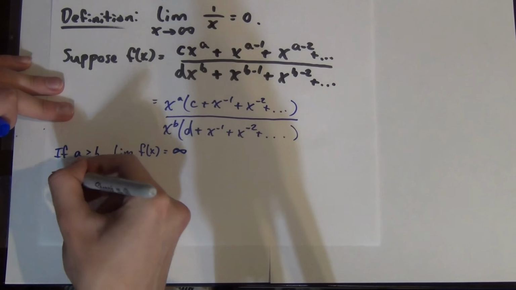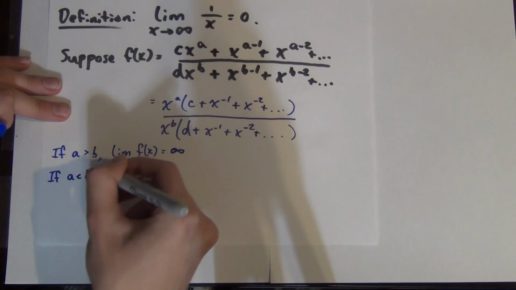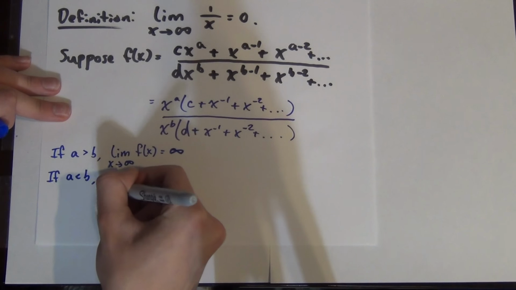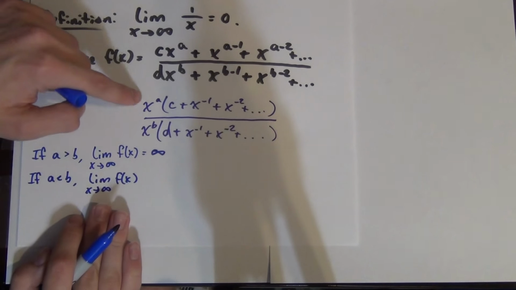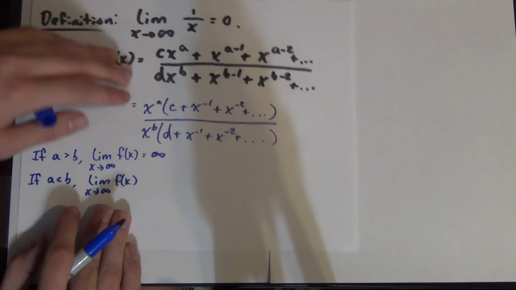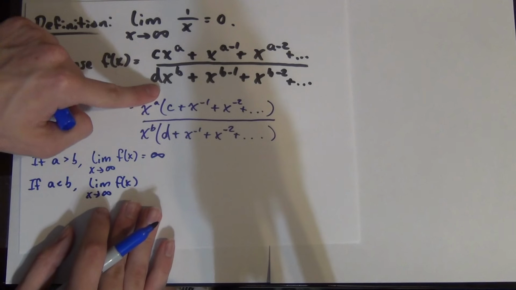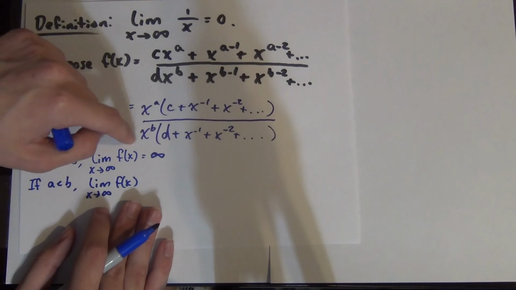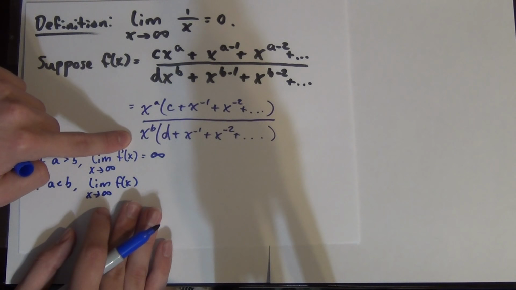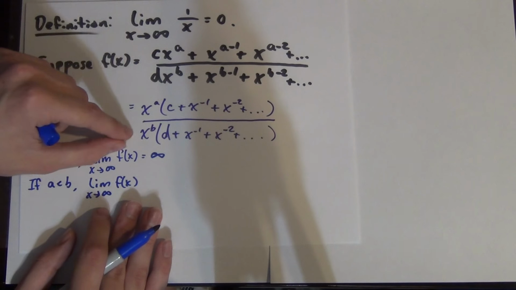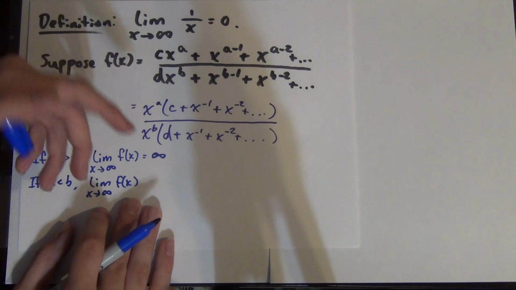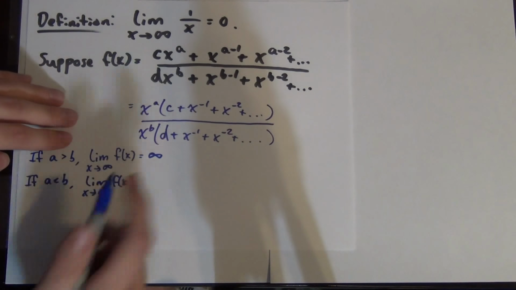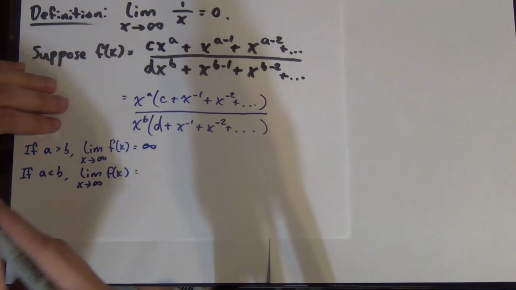So case number 2 would be if a is less than b, right? In which case, there are more b's than a's. So I would essentially come to a point where I'd have 1 on the numerator, and I'd have some form of x to some power on the bottom. So if I had 1 over x and I took that limit, we already saw that it would equal 0. So imagine if I had 1 divided by x to the third power, that would still be 0. You would just get there at a faster rate.